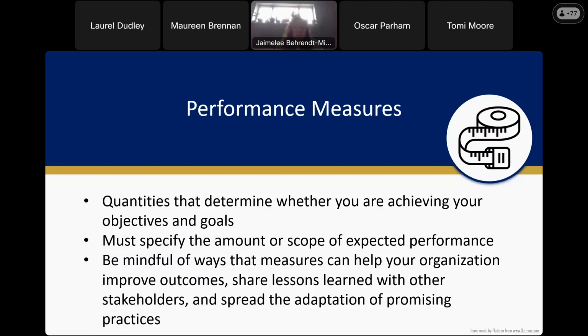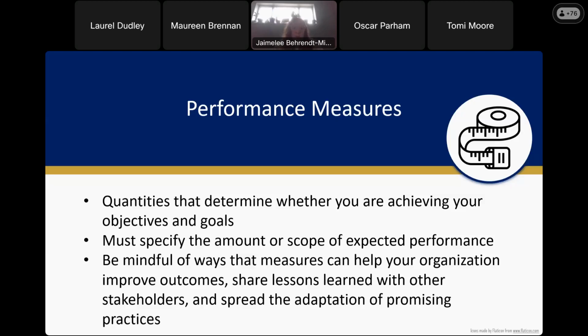Performance measures really are quantities that determine whether or not you're achieving those objectives and goals. We really do want you to specify the amount or the scope of your expected performance. These can be counts, they can be percentages, right? But we do want a specific number attached to that. You might say, we want this number of youth, this number of clients to do X, Y, or Z, or of the 100 people that we serve, we want 25% of them to achieve X, Y, and Z, right? We really do want to be able to specify the amount or the scope of that performance.